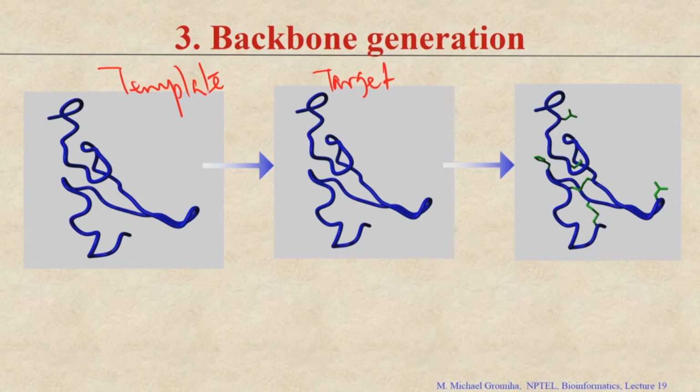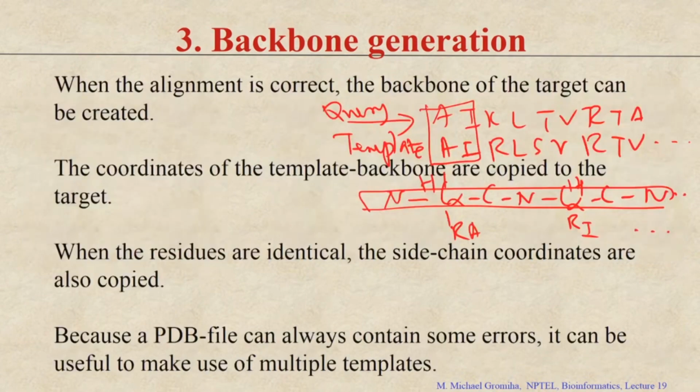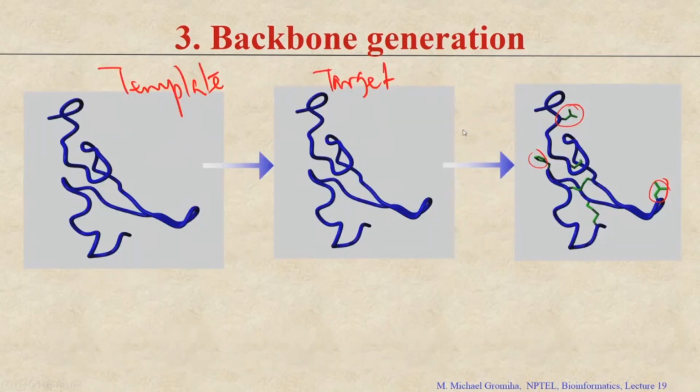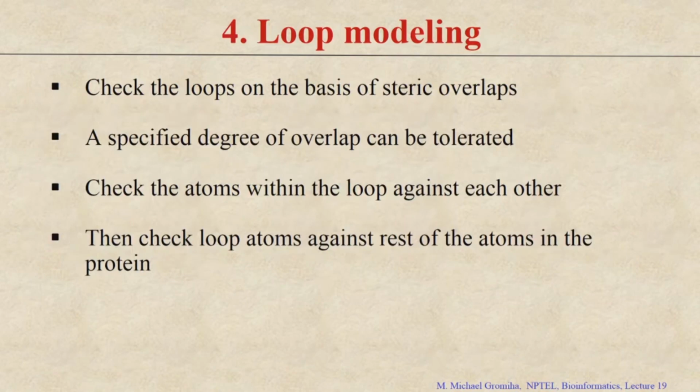So for your target, use the same backbone, and here you can see some side chains. What resembles this side chain? Similar. These side chains are the same between the template and the target. So for the same amino acid residue, for example as I showed here, this A and I are the same, you can just copy the side chains. Then next is loop modeling.